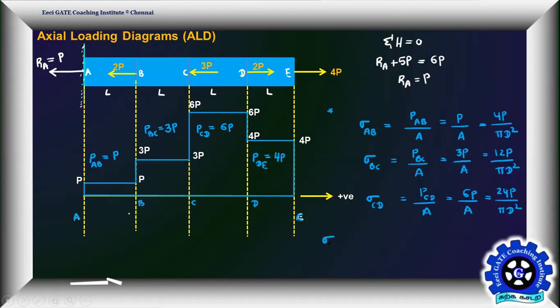What is sigma DE? PDE by area of cross section is same, right? What is PDE? 4P, na. 4P by area of cross section gives 16P by pi d square. That is the key. Understood? Understood or not? Yes.